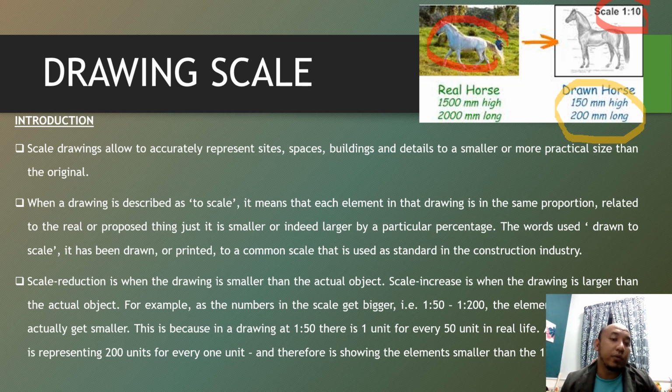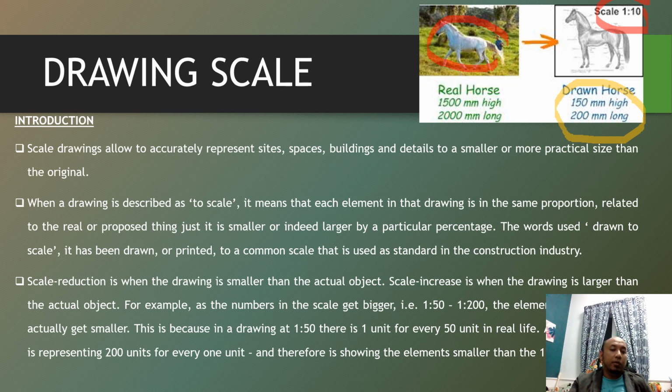Okay, introduction to the drawing scale. Scale drawings allow us to accurately represent sites, spaces, buildings, and details at a smaller or more practical size than the original. When a drawing is described as to scale, it means that each element in that drawing is in the same proportion relative to the real or proposed thing, just smaller or larger by a particular percentage. The words drawn to scale mean it has been drawn or printed to a common scale that is standard in the construction industry.